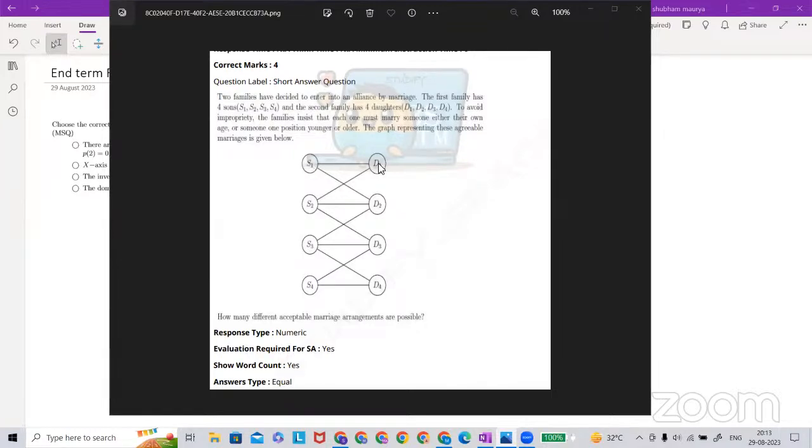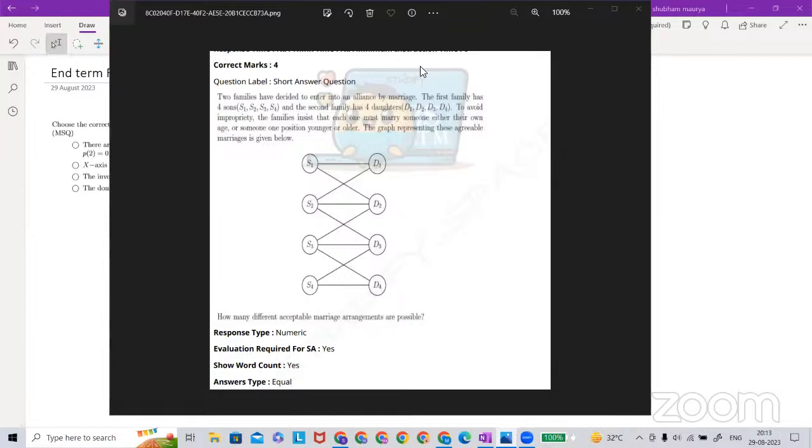Okay, S1 and D1, S2 and D2 are of the same age. So see it here, if we are thinking about older, the marriage is given, S2 can marry D3 here. So they will be of the same age, or one year younger, or older. So we have to think using that.